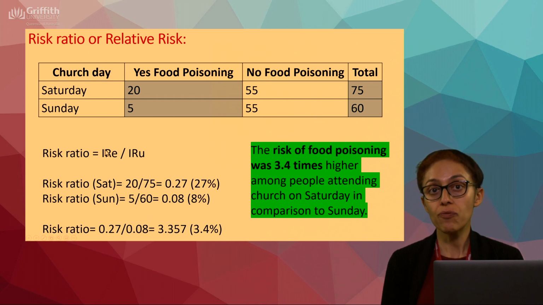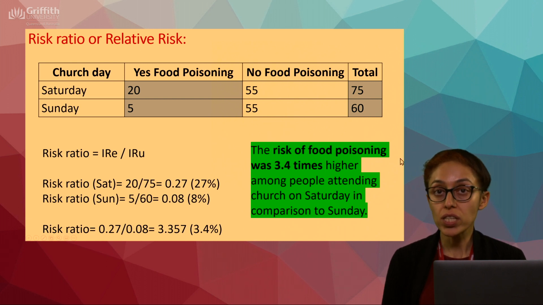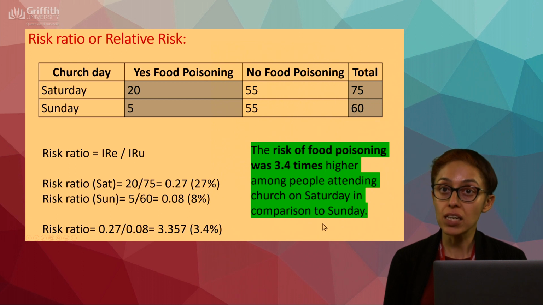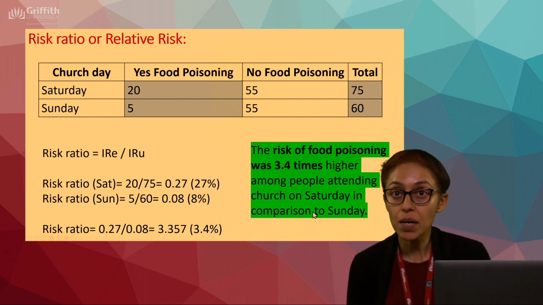And now what is the formula, which is IRE divided by your IRU? So what is your IRE divided by your IRU? This is your exposed group to your unexposed group. You divide both of these, this is the number which you get, 3.4. The risk of food poisoning was 3.4 times higher among people attending church on Saturday in comparison to Sunday. Okay, does that make sense?